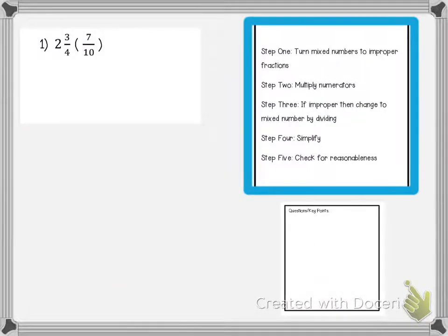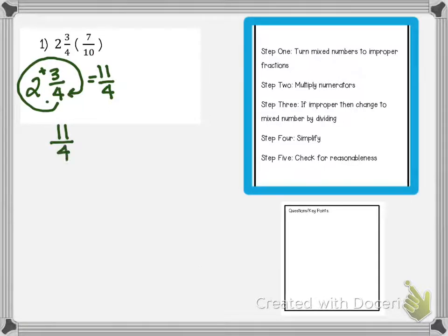So now we're going to use those steps and solve number 1. Step 1 says to turn the mixed number into an improper fraction. I have one mixed number, and that is 2 3/4. The first thing I'm going to do is multiply 4 times 2 and then add 3. So 4 times 2 is 8, plus 3 is 11, and it all goes over 4. So now I am ready to multiply 11 over 4 times 7 over 10.